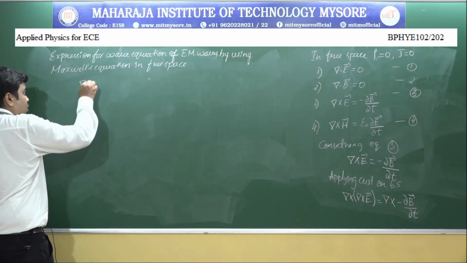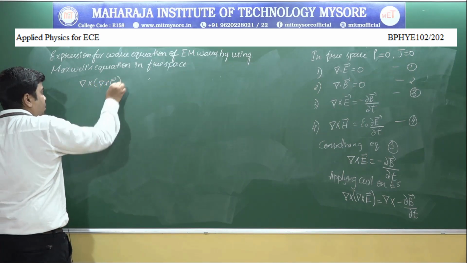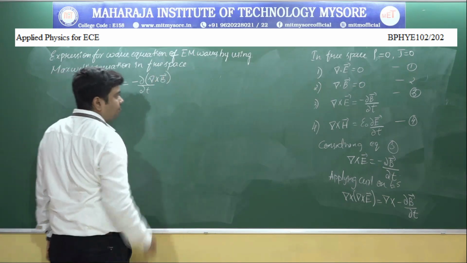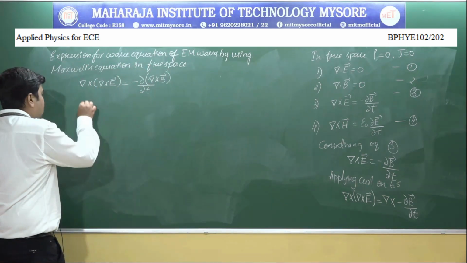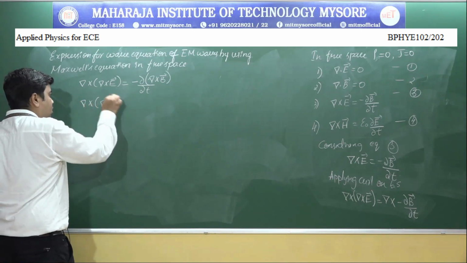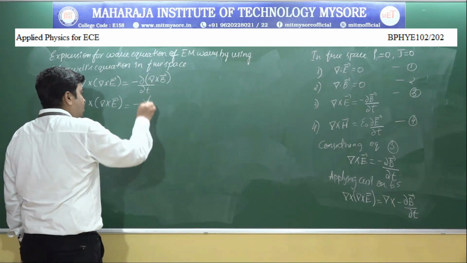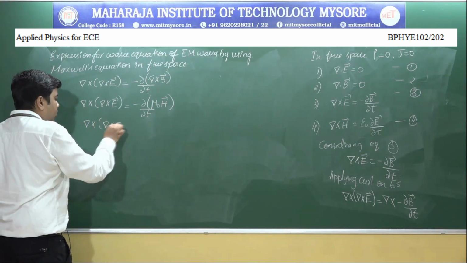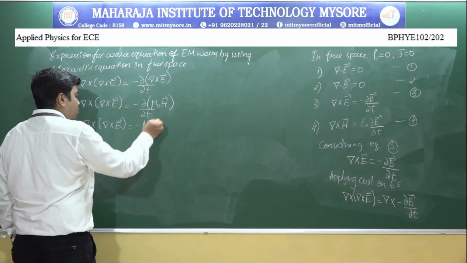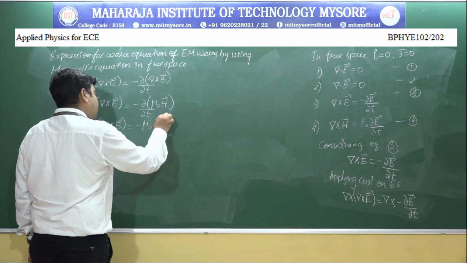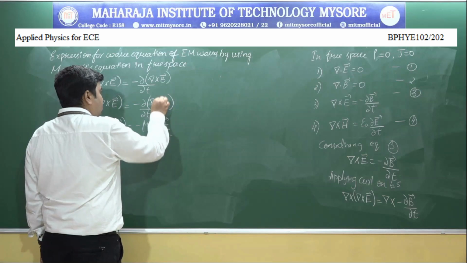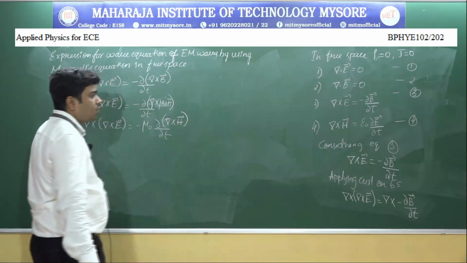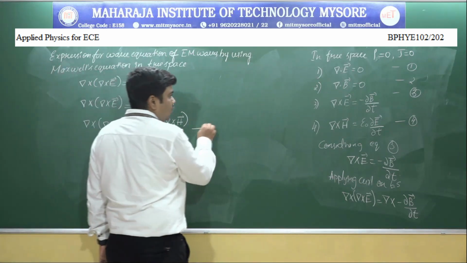So, it becomes del cross del cross E is equal to minus dou by dou T of del cross B. B is equal to mu naught into H. So, we can write del cross del cross E is equal to minus dou by dou T of del cross mu naught H, or del cross del cross E is equal to minus mu naught dou by dou T of del cross H. We will call this equation 5.